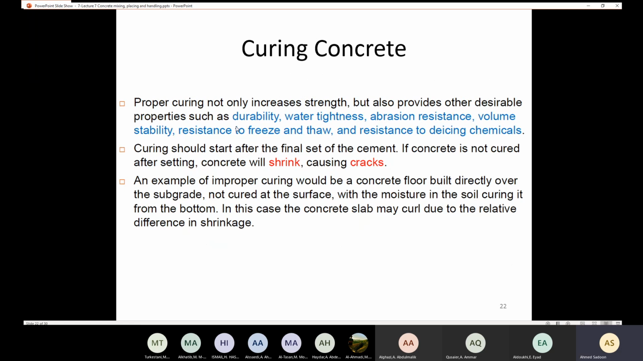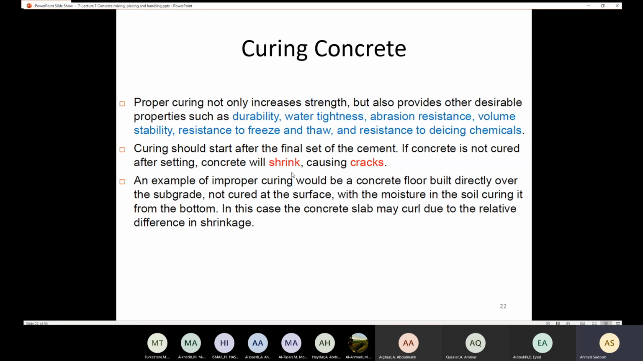Proper curing provides not only strength, but also other desirable properties such as durability, water tightness, abrasion resistance, volume stability, resistance to freezing and thawing, and resistance to de-icing chemicals. Curing should start after the final set, when the concrete has hardened. If the concrete is not cured after setting, it will shrink, causing cracks. So again, curing is good not only for strength, but for other properties.